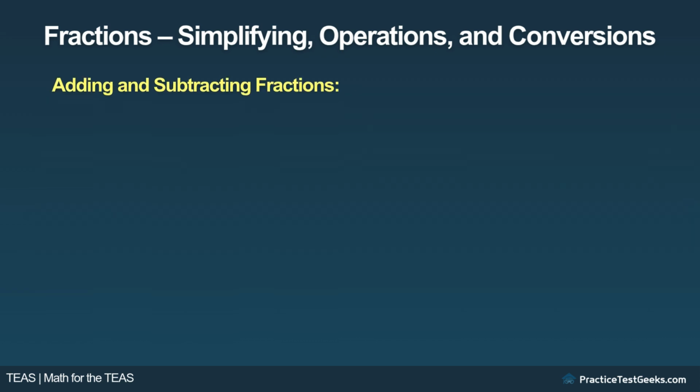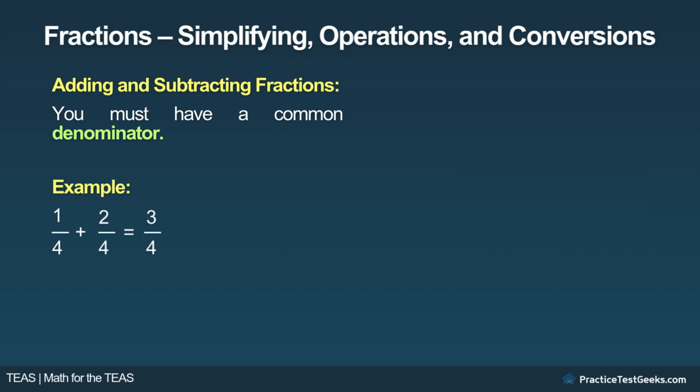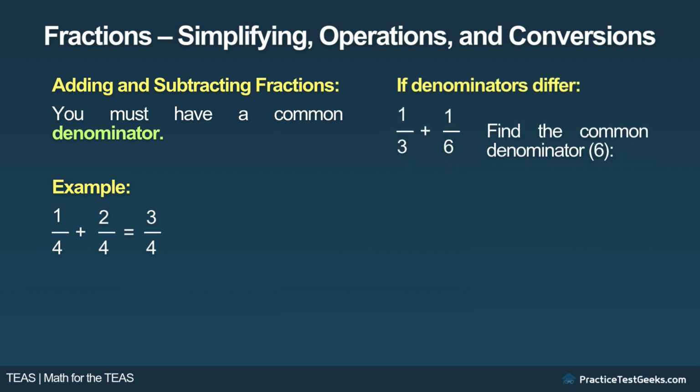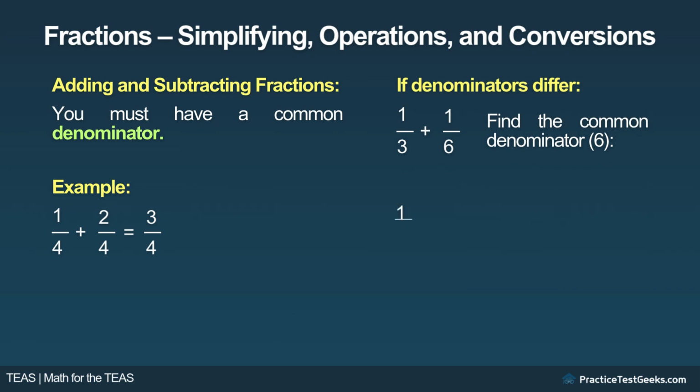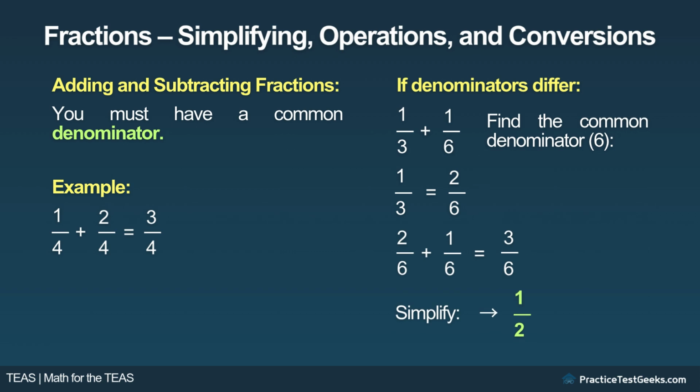Now for adding or subtracting fractions, the golden rule is you must have a common denominator. If the denominators are the same, it's easy. 1/4 plus 2/4 equals 3/4, but if they're different, like 1/3 plus 1/6, you need to find a common denominator. 1/3 becomes 2/6, so 2/6 plus 1/6 equals 3/6, which simplifies to 1/2.